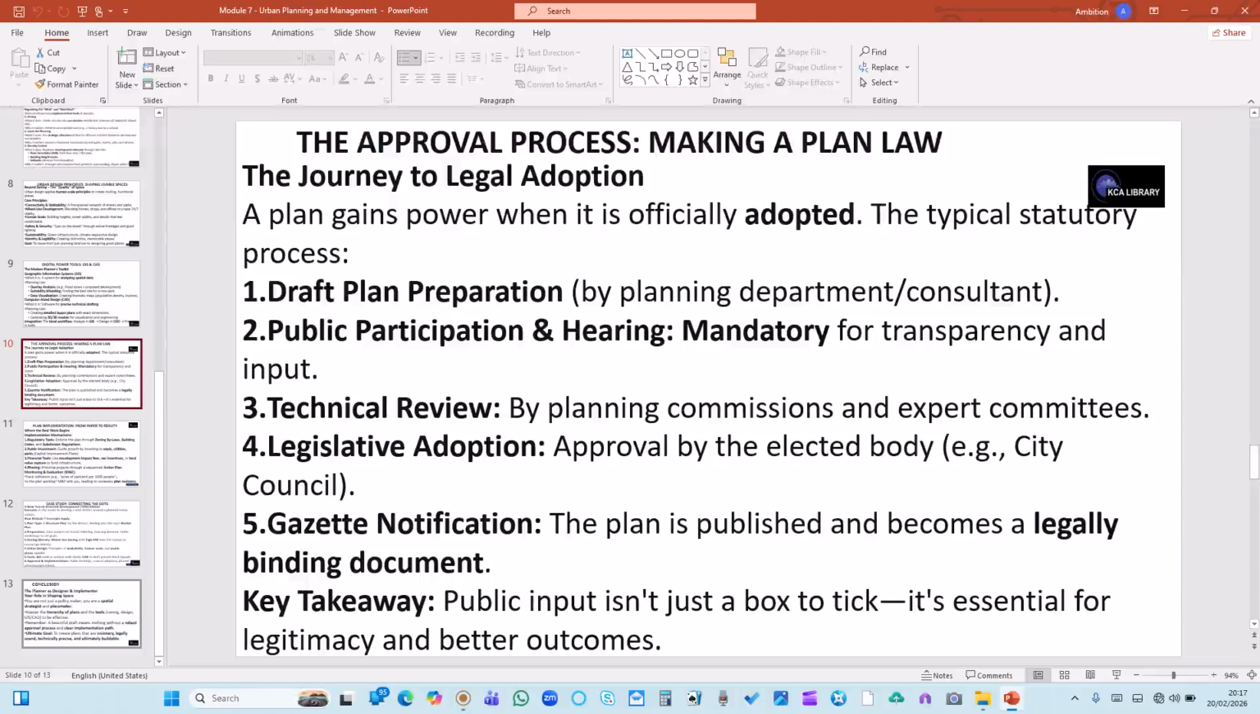Then number four stage is legislative adoption. Here, the approval is given by the legislative arm of government, an elected body like the city council, state assembly, or national assembly. Then number five is official government gazette notification. Here, the plan is published and becomes a legally binding document in the government newspaper. Key takeaway here is that public input is not just a box to click. It is essential for legitimacy and better outcomes.